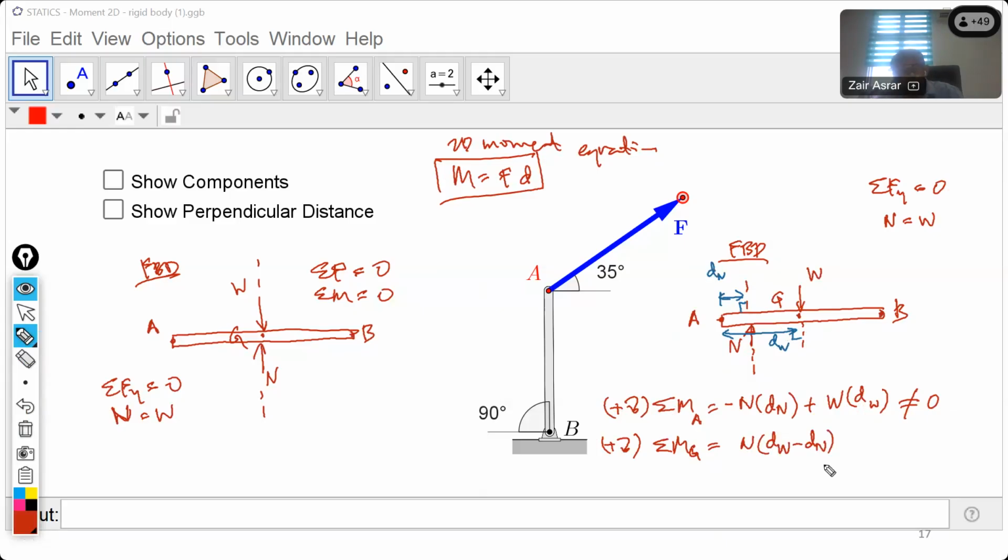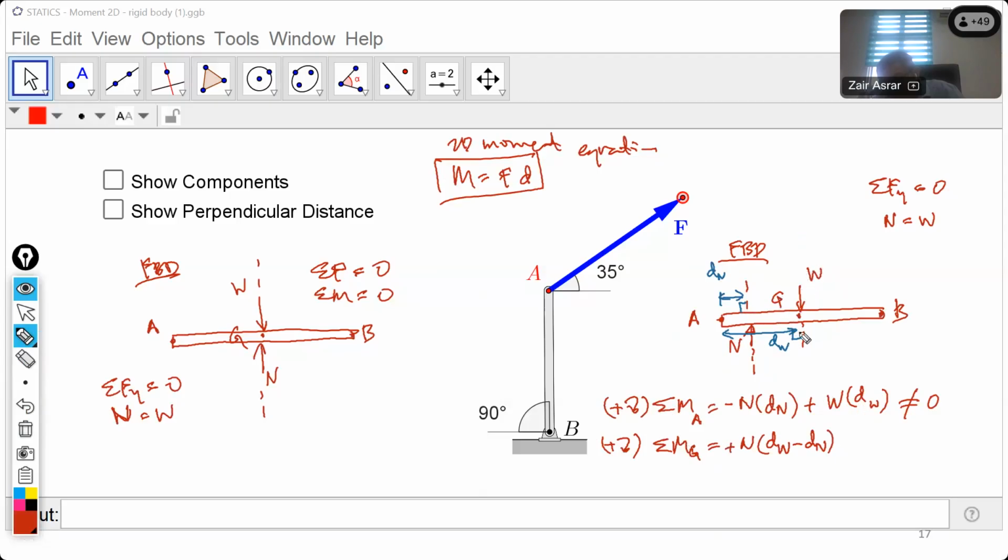Okay, dw minus dn. Right. And n will create rotation clockwise about point G. Okay, clockwise means direction is positive. As for w itself, w is pointing downward and acting directly at point G. And G happens to be our point of moment.